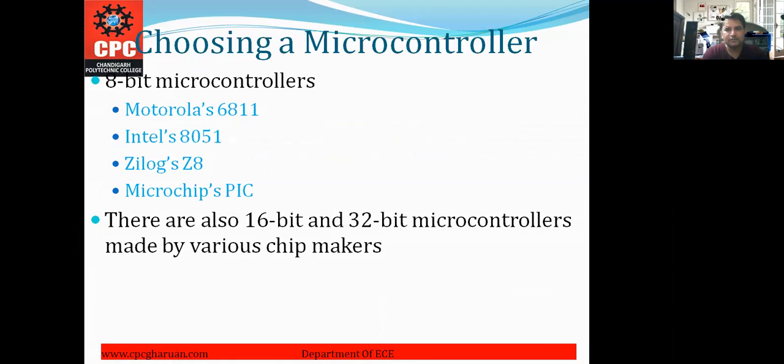Next is choosing a microcontroller. While selecting a microcontroller, we must have the knowledge about its capacity, that is, how many bits of microcontrollers are available in the market. Here are some 8-bit microcontrollers. In 8-bit microcontrollers, in this subject, we will study Intel 8051, that is the major type of microcontroller. 16-bit and 32-bit microcontrollers are also available. But in this subject, we will study Intel 8051, which is the 8-bit microcontroller.